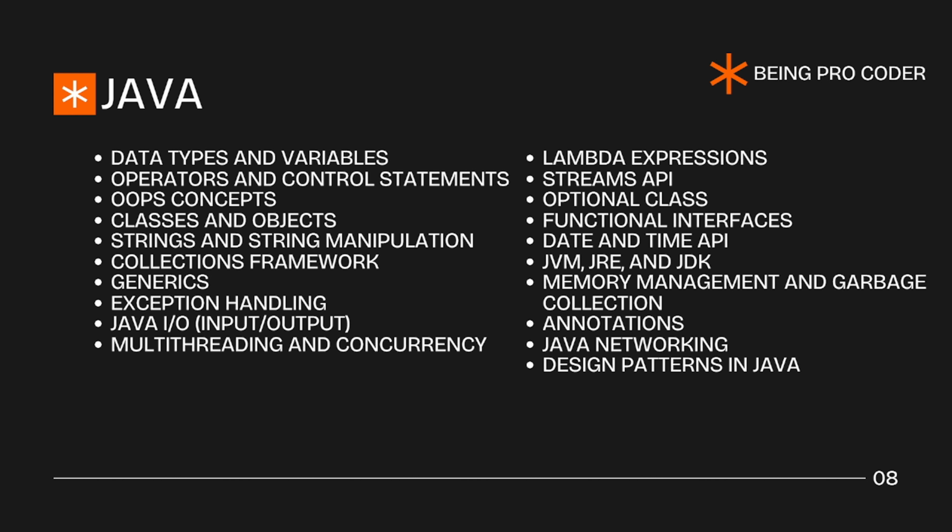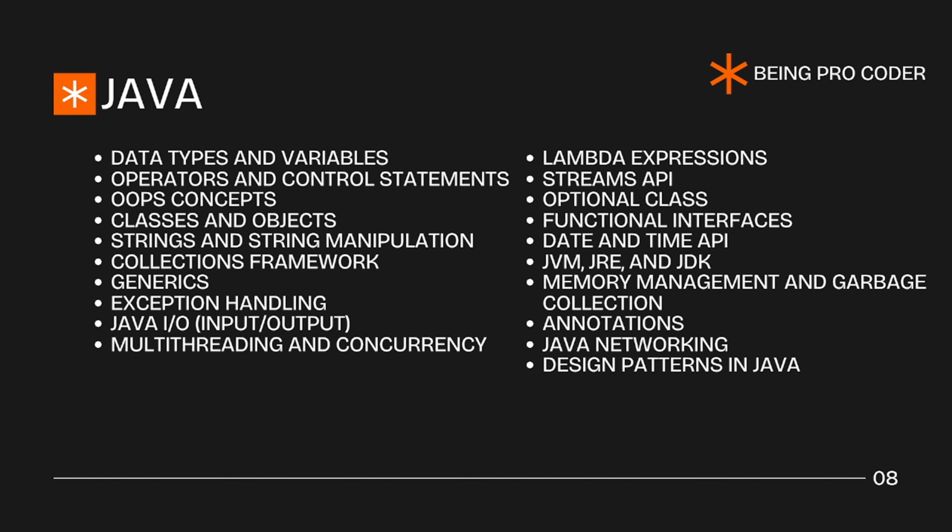By using class we can create multiple objects. Strings and string manipulations are like a sequence of characters, and manipulating the strings using string methods. Collection framework also provides data structures like list, set, and map. These things come under collection framework.